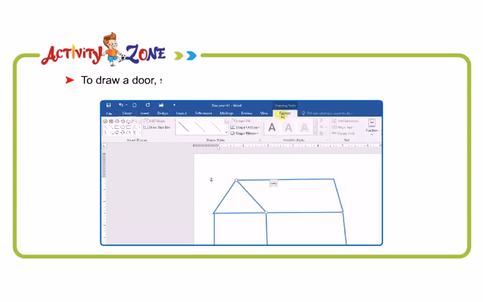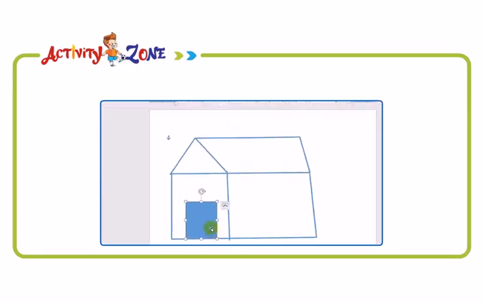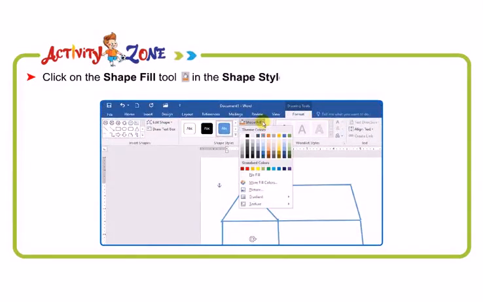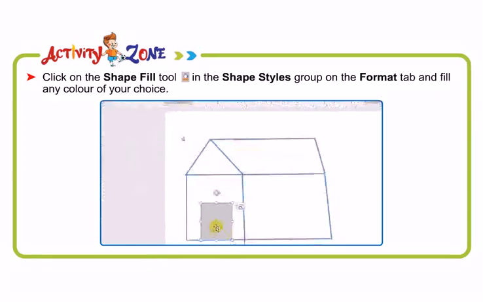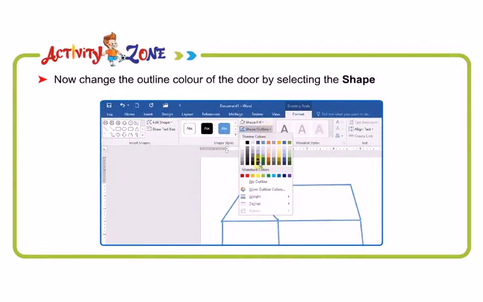To draw a door, select the Rectangle tool and drag inside the hut. Click on the Shape Fill tool in the Shape Styles group on the Format tab and fill any color of your choice. Now change the outline color of the body by selecting the Shape Outline tool.